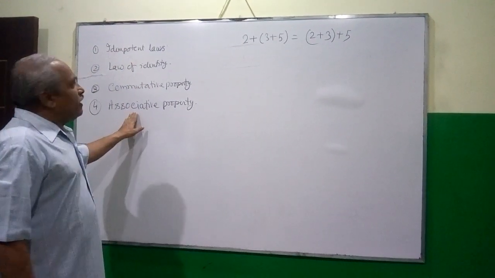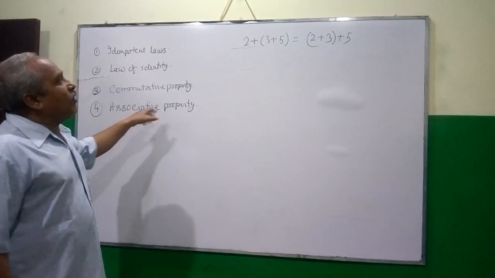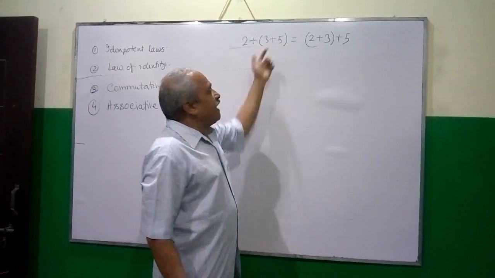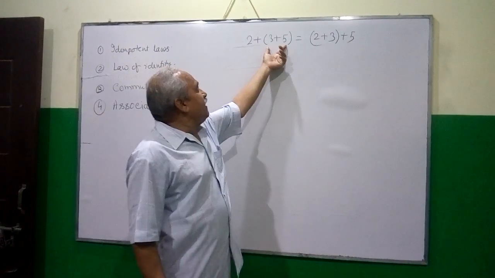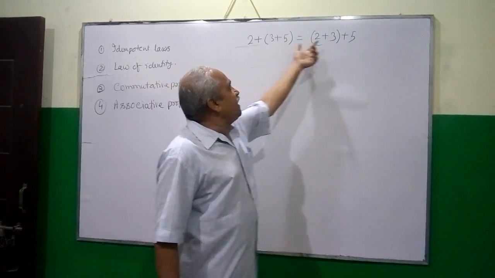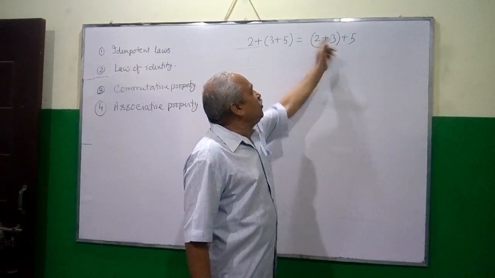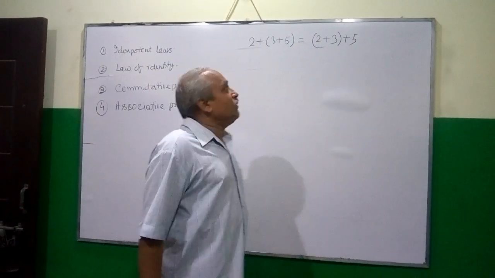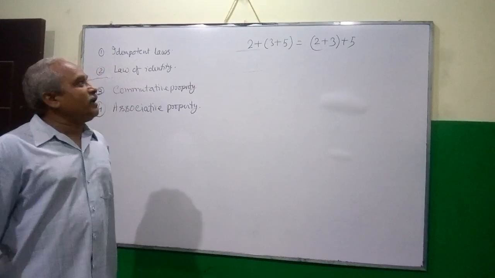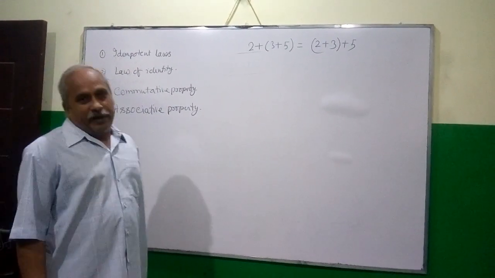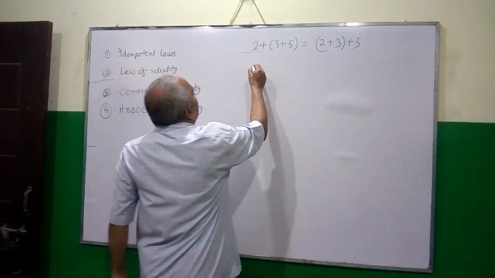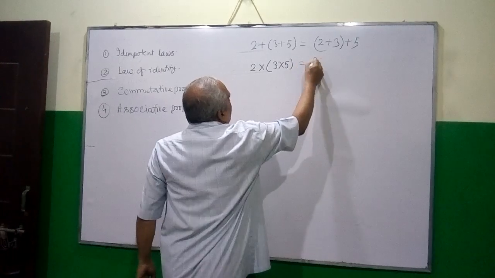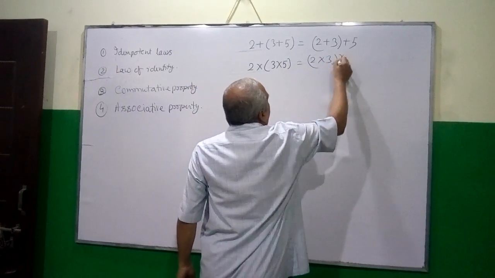The word associative has been taken from association. You can see here 3 and 5 are associated. Association means together. The association has changed: in the earlier one it was 3 and 5, in the latter 2 and 3. This is the associative property of addition, and we all know it. These are very easy. In the case of multiplication, 2 into 3 into 5 equal to 2 into 3 into 5, with the grouping changed.